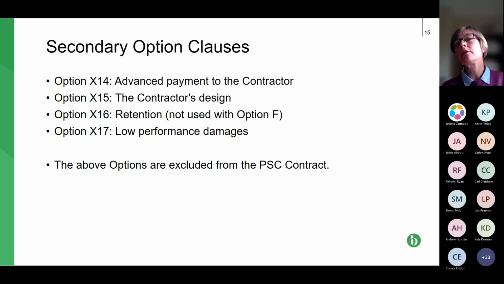X16 is retention, we all know what that is, and it's not included in the professional services contract, it's just not used. And then option X17 is damages. So this is a fixed amount of damages, so a bit like liquidated damages for delay. This is a similar thing, but for low performance.